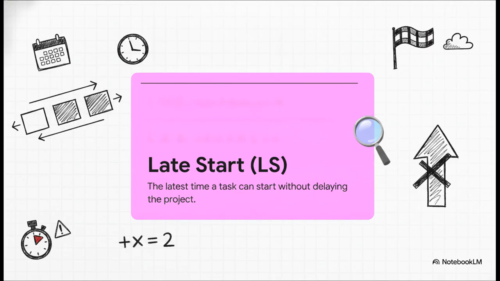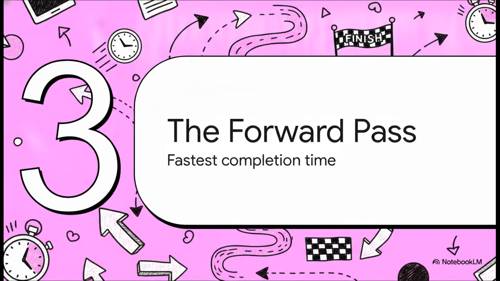And finally, late start, or LS. You find this by taking that late finish date and subtracting the task's duration. So if a task absolutely must finish by day 10, and it takes 3 days to do, its late start is day 7. If it starts even a minute later than day 7, the entire project is going to be late. No exceptions.